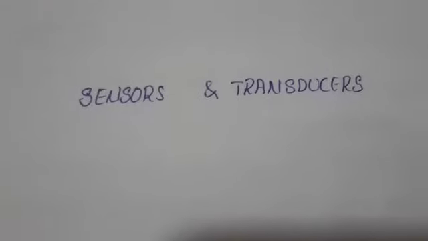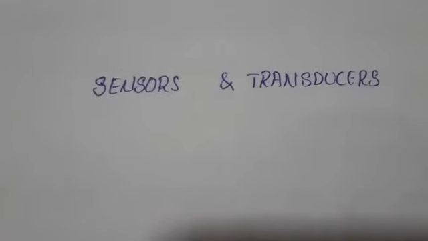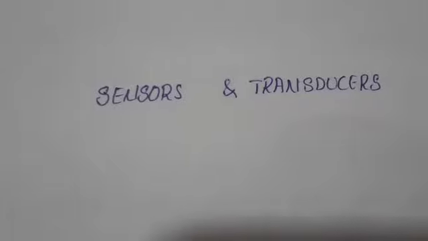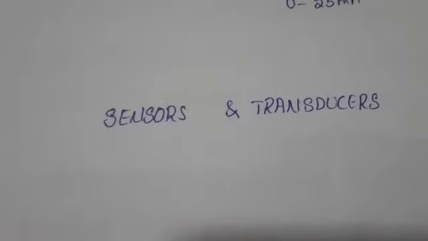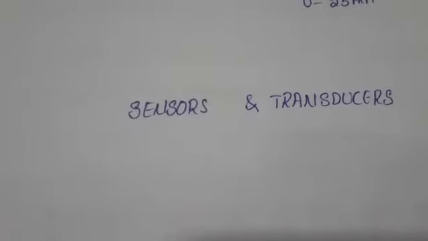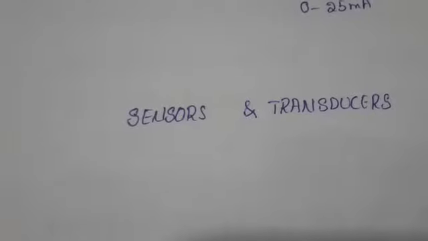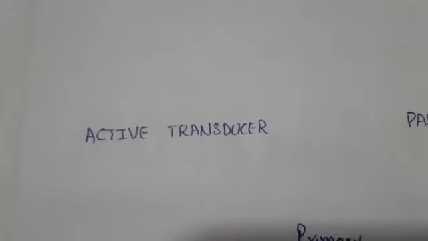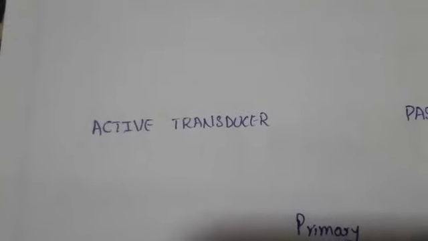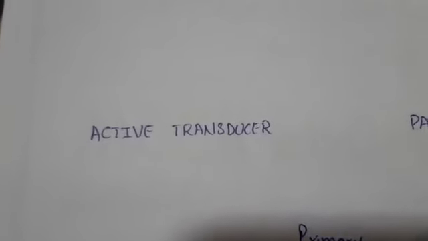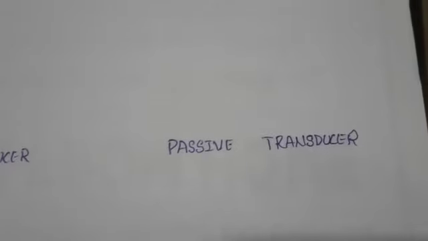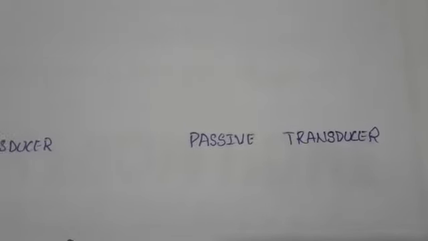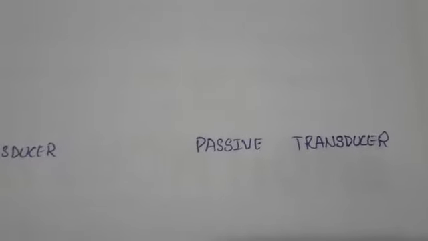Now we discuss classification of transducers. The electrical transducers can be divided into two types. First one is the active transducer, second one is the passive transducer. Now we discuss the difference between these two. The active transducer is a self-generating device operating under the energy conversion principle, whereas passive transducers are not self-generating type devices. They operate under energy controlling principles.